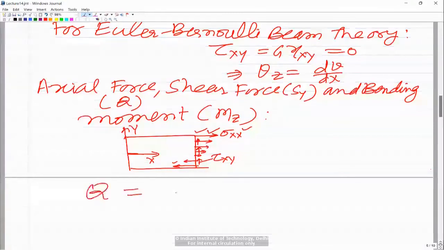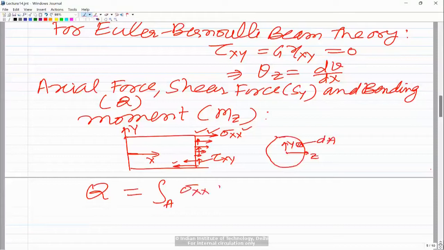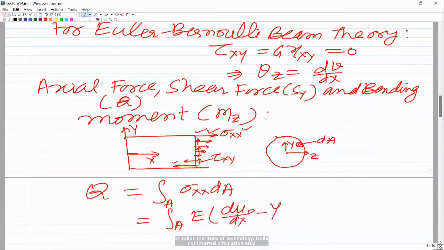For that we take the cross section of the beam, with this as your y coordinate and this as your z coordinate. If you take a small area dA over here, then sigma xx times dA becomes a force over a differential area, and then we integrate it over the entire area, so we get the net axial force. This can be written as the integral over A of sigma xx, which we have written as E times (du naught by dx minus y times d theta z by dx), dA. So this is the axial force.